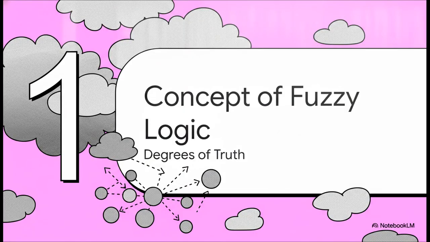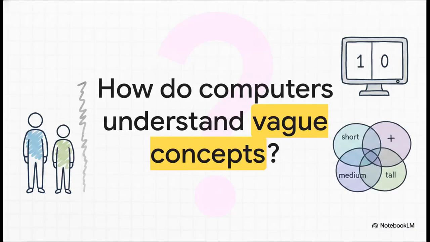Section 1. The concept of fuzzy logic. Before we even look at the machines, we have to talk about a very human problem: blurry data. Think about it. How on earth do computers, which are famously built on strict absolutes, right, ones and zeros, how do they process vague, subjective concepts? I mean, if I ask you to point out all the tall people in a room, you just do it intuitively. But a computer? It panics.